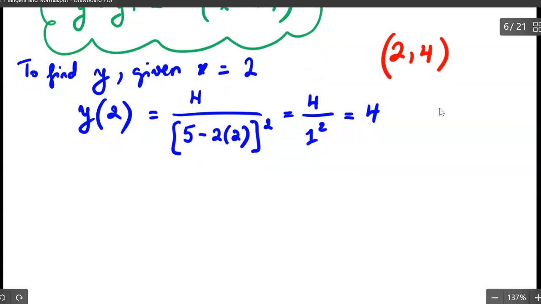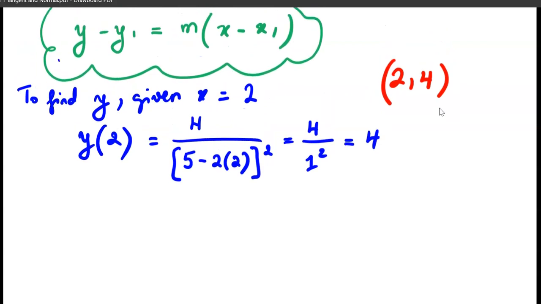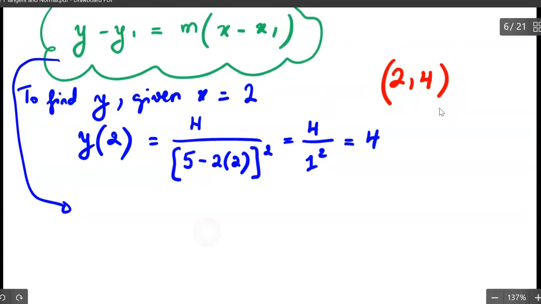So then the coordinate that I'm talking about is (2, 4). Okay, so having (2, 4), what you do next is substitute that into the equation. So I will have y minus 4 equal to negative 1 over 16 times (x subtract 2).